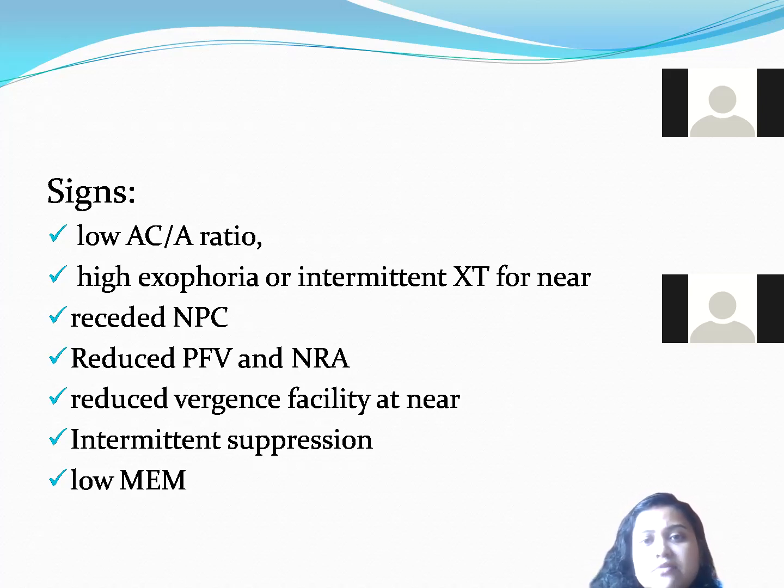For vergence facility, we use a 3 prism base in and 12 prism base out prism, like an accommodative flipper, what we have discussed in accommodative facility testing. We test how many cycles per minute the patient can complete in 1 minute. The vergence facility testing is done the same way. You can get these vergence flippers in Sankara Nethralaya, Chennai, and a few hospitals all over India where binocular vision therapy is practiced. They use them for routine orthoptic evaluation. So, 3 prism base in and 12 prism base out.